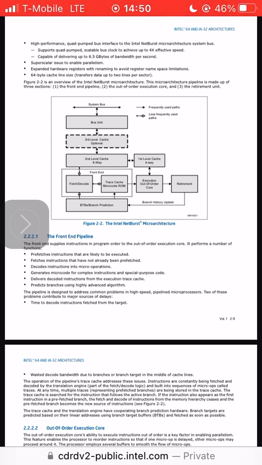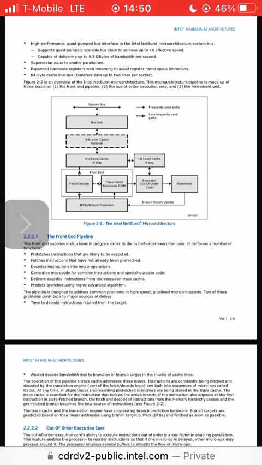It performs a number of functions. Prefetches instructions that are likely to be executed. Fetches instructions that have not already been prefetched. Decodes instructions into micro-operations, generates microcode for complex instructions and special purpose code, delivers decoded instructions from the execution trace cache, and predicts branches using a highly advanced algorithm. The pipeline is designed to address common problems in high-speed pipelined microprocessors. Two of these problems contribute to major sources of delays: time to decode instructions fetched from the target.